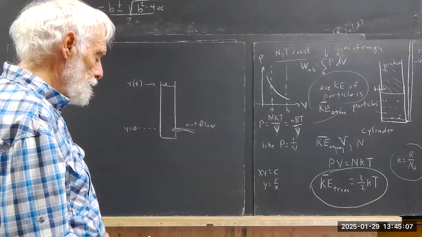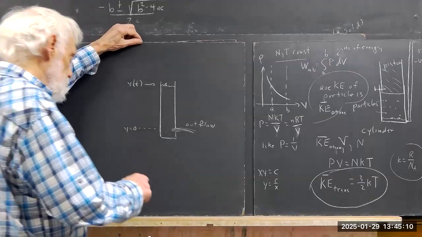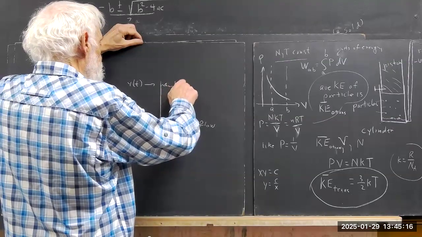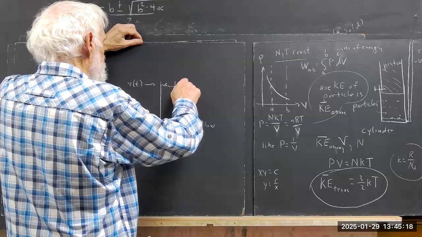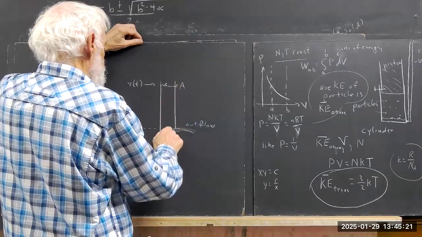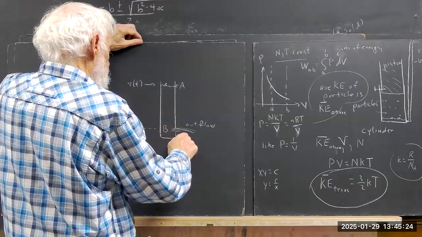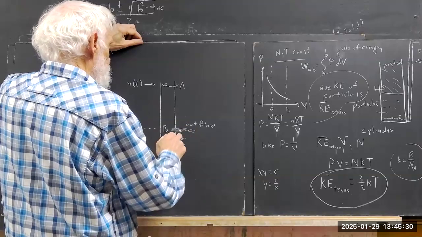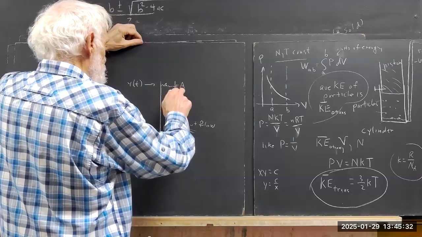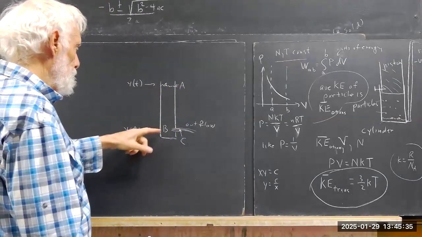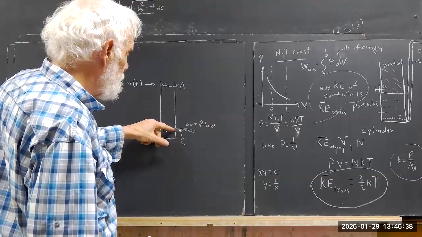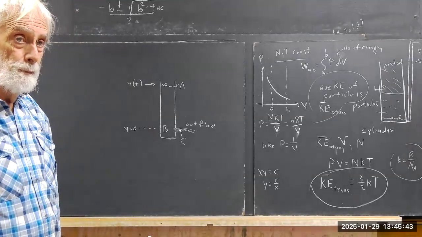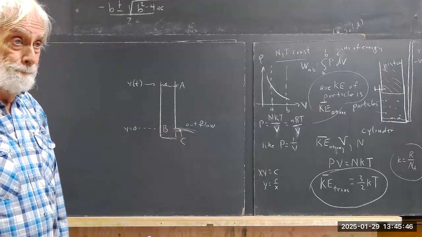What does Bernoulli's equation say? If we compare the state of the fluid at this point, at this point, at this point, C. So A is here where the fluid is, B is down here at the level of the tube, and C is in the outflowing water, right outside the tube. Okay.